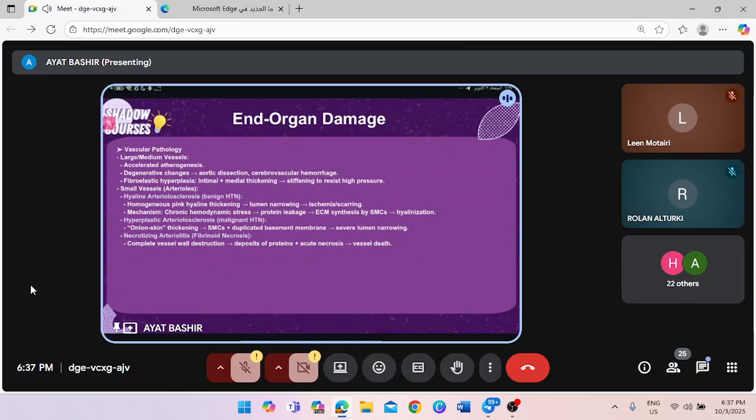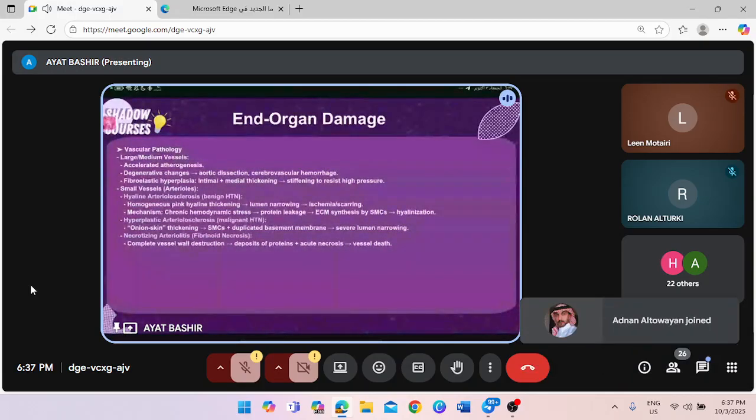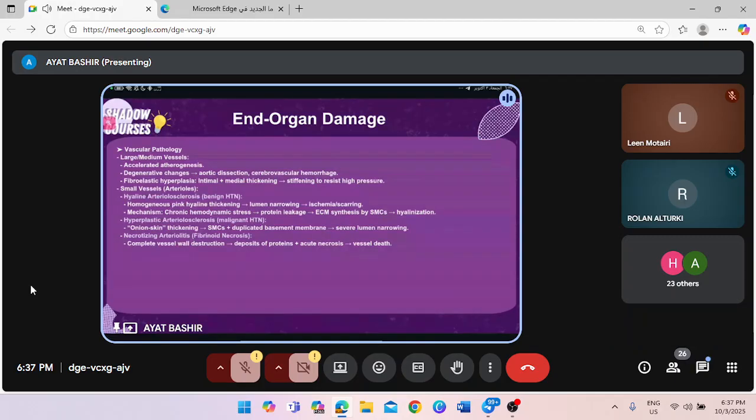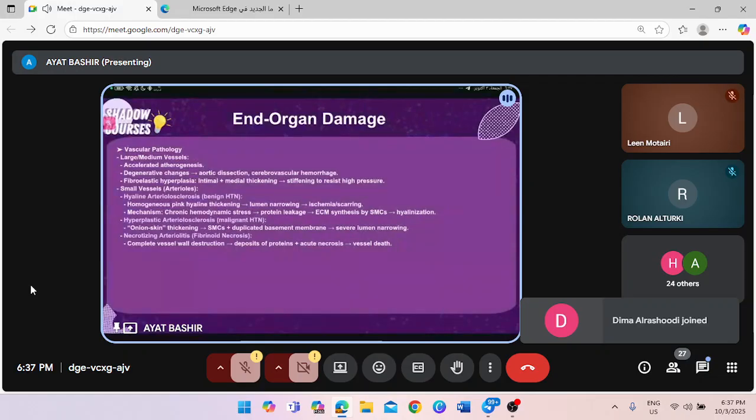So we have the vascular pathway. First, we'll start with the vessel, either the large vessel or the small vessel. For the large vessel, this will accelerate atherogenesis. I think you will talk about it more in the first case. The degenerative changes will cause aortic dissection and cerebrovascular hemorrhage. Also, we have fibroelastic hyperplasia in the large and medium vessels. What will happen there? There will be thickening in the intima and the media.